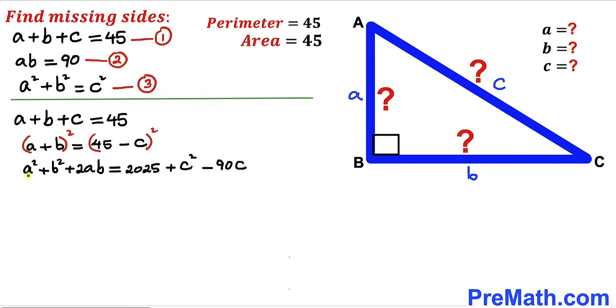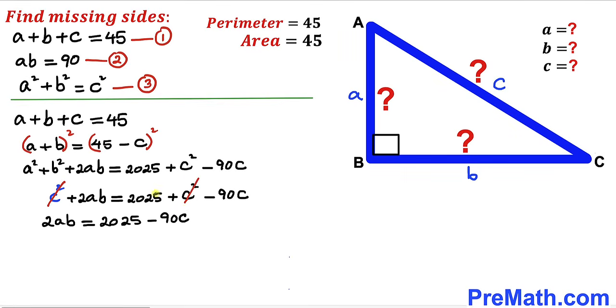Now let's make an observation. We can see a square plus b square from equation 3 equals c square. So I'm going to replace this a square plus b square with c square, as you can see in this next step. Now we can see c square and c square cancel each other out. So we have ended up with 2 times ab equals 25 minus 90 times c.